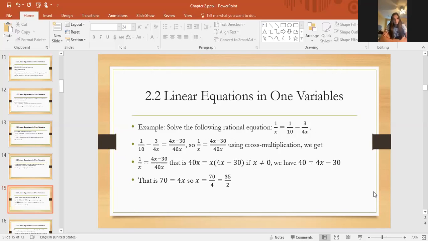We could not use x equals 0 because we started with 1 over x. When you write 1 over x, 0 is not an option. You cannot divide by 0, as we learned in chapter 1. So the only solution for our original equation is 35 over 2.